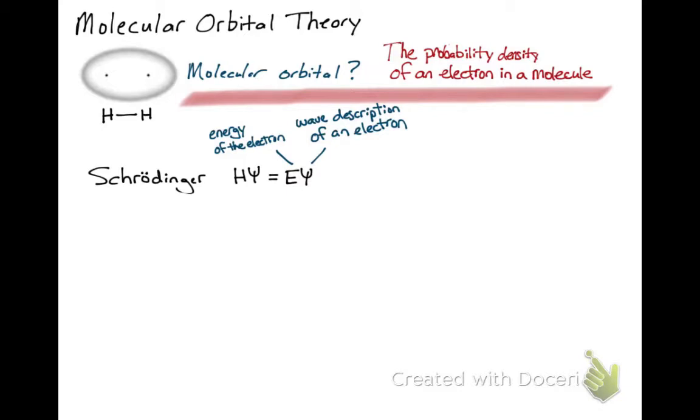So Schrödinger was able to develop a mathematical model for the electron which produced its wave description, its energy, and then psi squared, the square of that function, which gives us our physical relevance to the electron, sort of where it is in the region of space around the atom, or in this case the molecule.